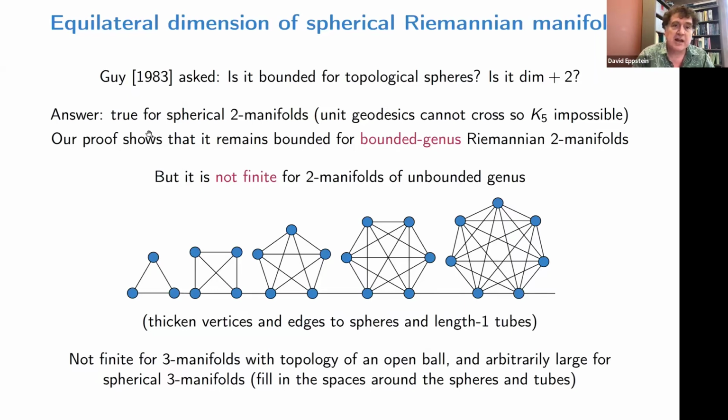And so this answers Guy's question in the negative: topological spheres of dimension d with a Riemannian metric do not have bounded equilateral dimension. The equilateral dimension of a sphere can be arbitrarily large, and a Riemannian manifold that has the same topology as ordinary 3-dimensional space can give you a single manifold where there are arbitrarily large unit distance point sets.